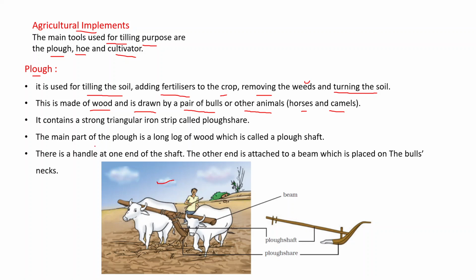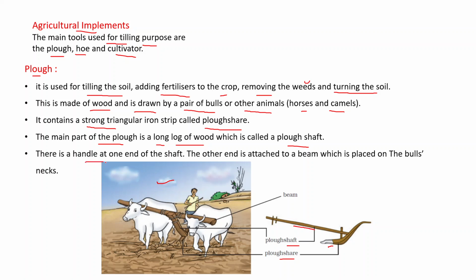Clear? It contains a strong triangular iron strip called plowshare. Now see, this is the triangular share. This is plowshare. And the main part of the plow is a long log of wood which is called a plow shaft. This one is called plow shaft.